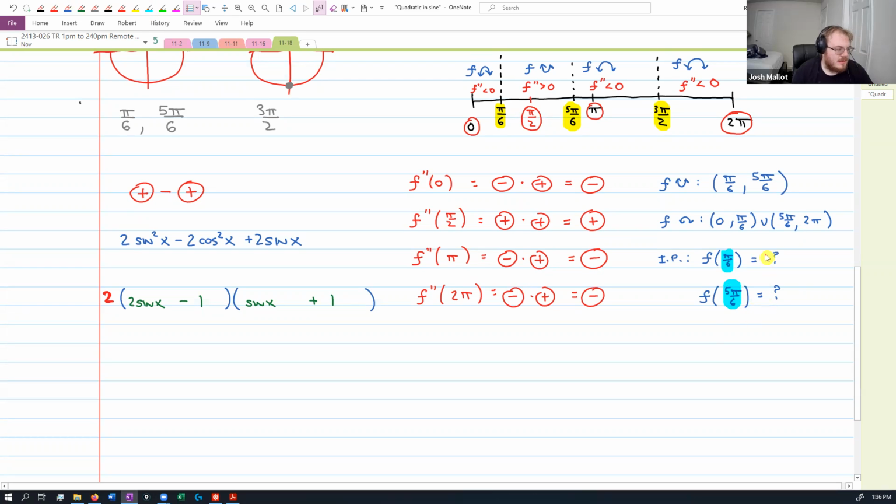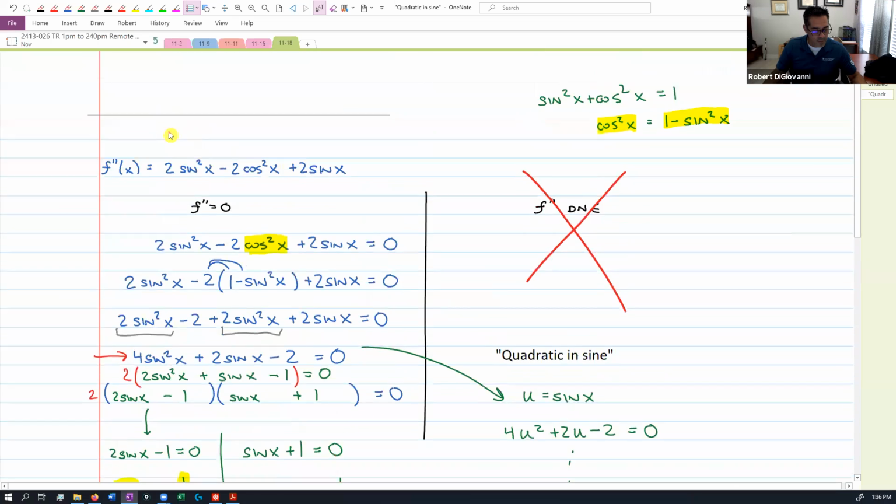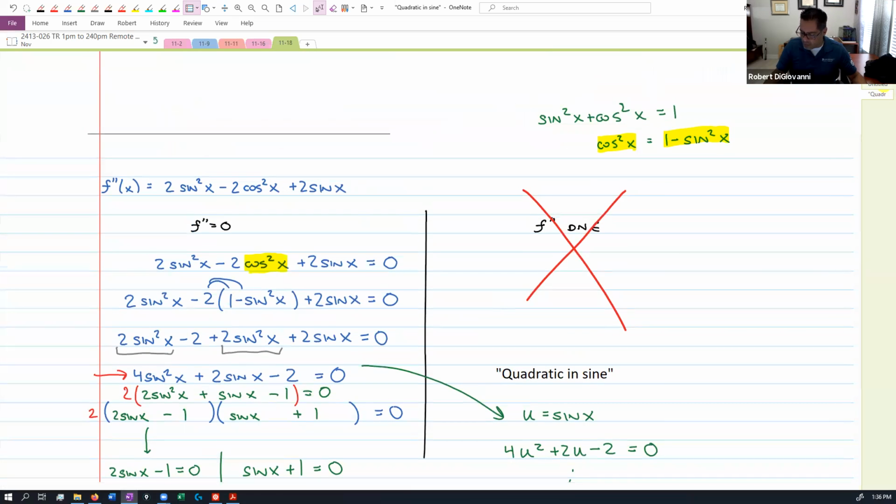If you want to know the y value, you just plug those into the original function. Original, which is 36 minutes ago is when I wrote the original one down.